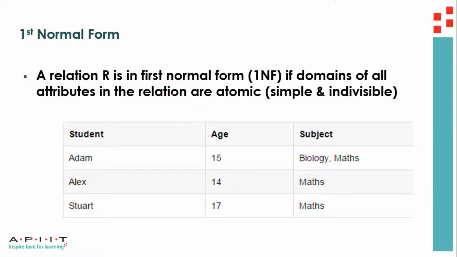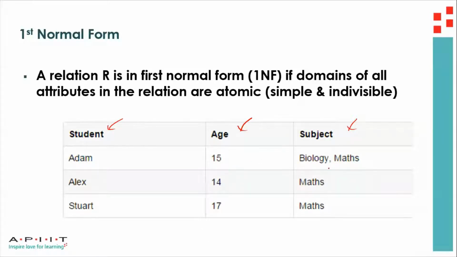A relation is in the first normal form if the domains of all attributes in the relation are atomic, that is, simple and indivisible. Now you can identify these as attributes. In the student details relation, student is an attribute, age is an attribute, subject is an attribute. The domain of these attributes: the student names, like Adam, is the domain; age 15 is the domain; subject biology, maths is the domain. These domains should be atomic domains.